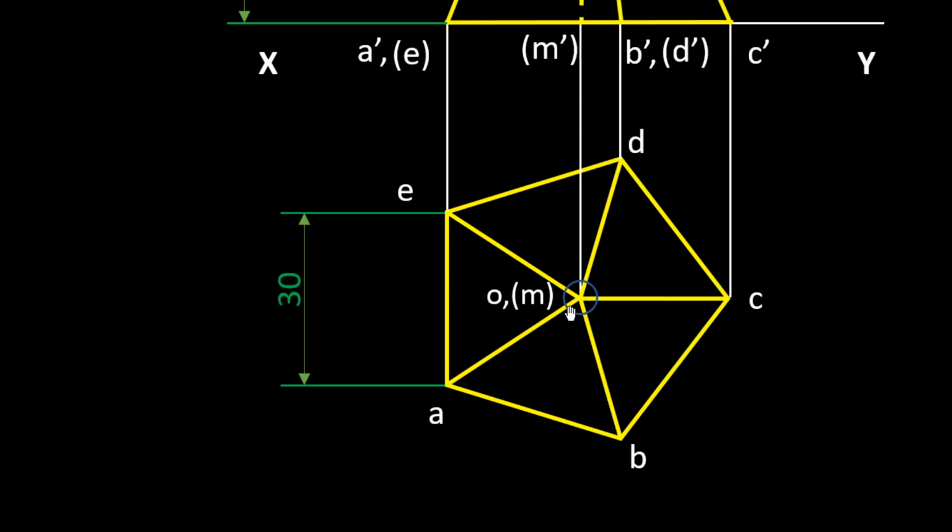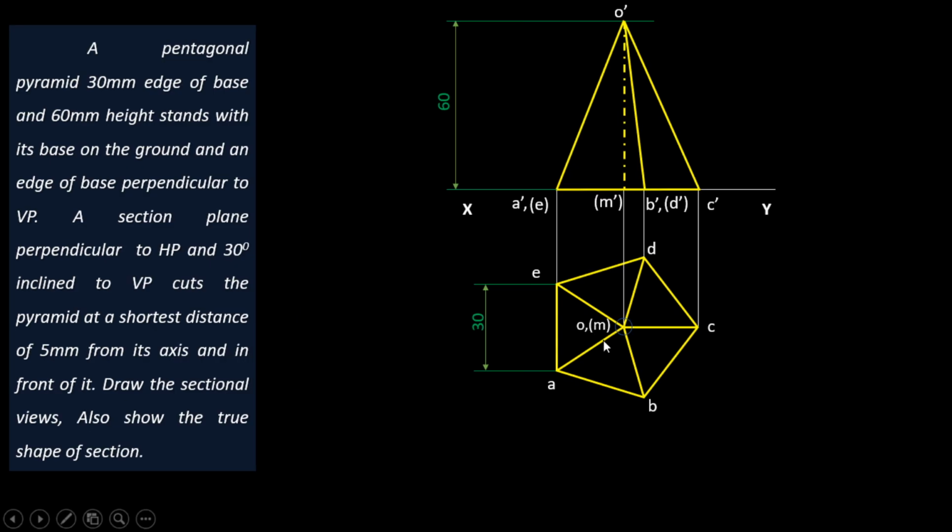That means whenever we measure the shortest distance from the axis to the section plane, it will always remain as 5 millimeter. So draw a circle with radius 5 millimeter, and draw a section plane as a line, which should be tangent to that circle. The section plane is represented as a chain thin line with thick ends and arrowhead.